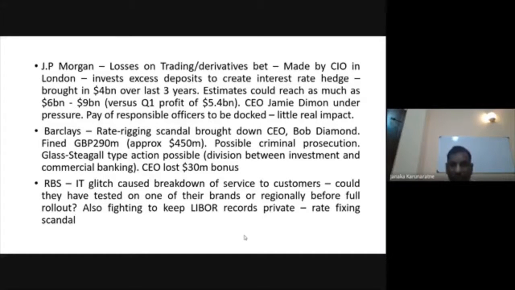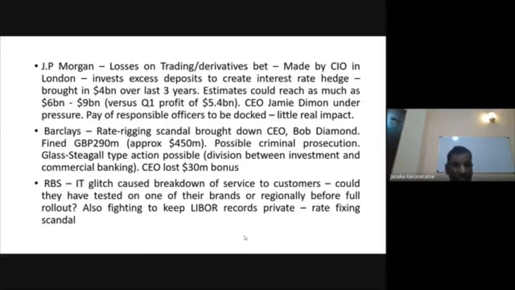Okay. So there's a division between investment and commercial banking. So the CEO lost $30 million worth of bonuses. So again, it was brought back to normalcy after the findings, but actions were taken against the key management personnel, including the CEO.